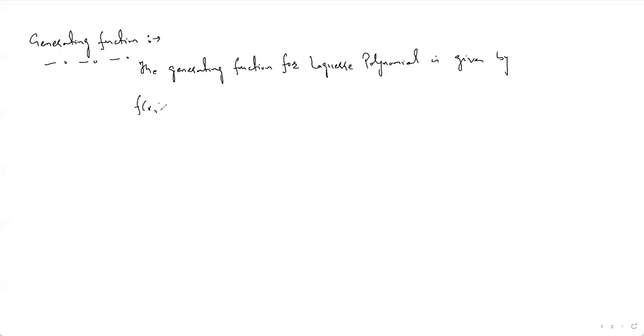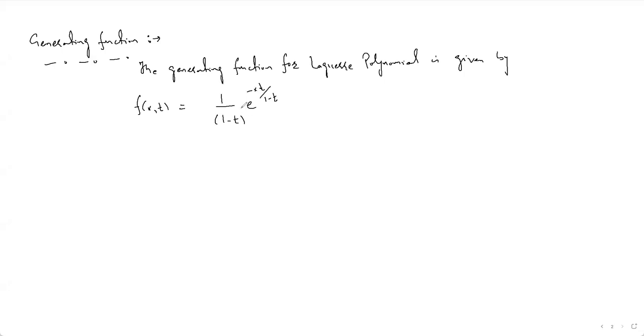So the generating function for the Laguerre polynomial is given by some function of x and t, which is 1 divided by 1 minus t, times e raised to power minus x t divided by 1 minus t.